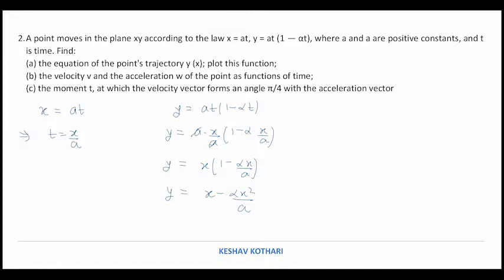Next we will be calculating the velocity and acceleration vector. If we wish to write the velocity and acceleration vector, then along the x-axis we differentiate at with respect to time and obtain the velocity along i cap, and along the y-axis we differentiate at(1 minus alpha t) with respect to time and obtain the velocity along j cap. So from here we write that the velocity vector can be written as a i cap, and along j cap it is written as a(1 minus 2 alpha t) j cap.